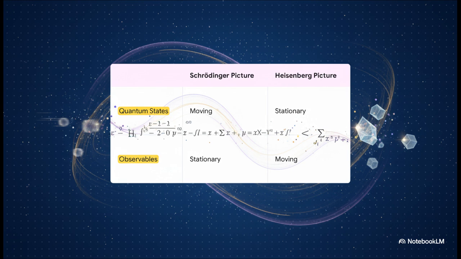On paper, they look totally different. In one, the states move, and in the other, the measurements move. But they're like two different languages describing the exact same event. They are mathematically equivalent, and they give you the exact same correct predictions. It just depends on the perspective you want to take.